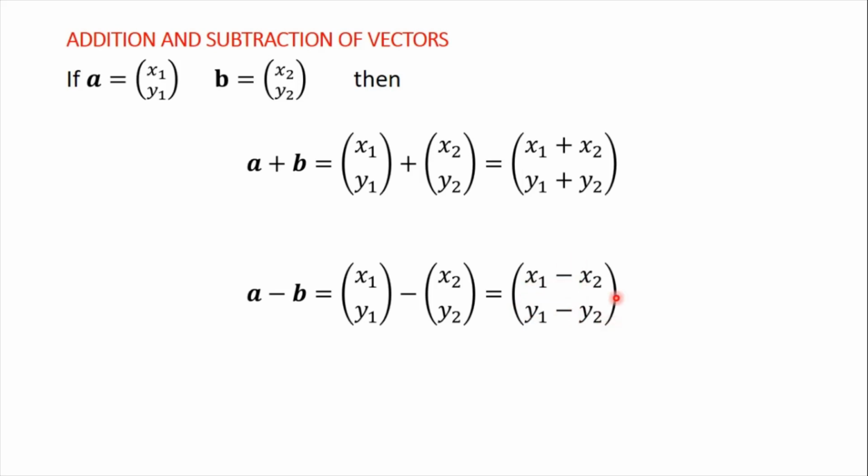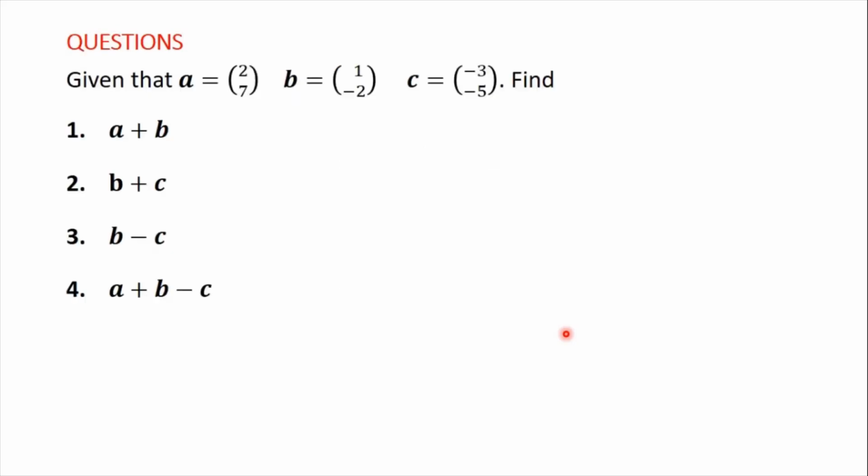So we subtract one x component from the other x component, then we subtract one y component from the other y component. Let's pick some examples and see how to do this. So we have vector A (2, 7), vector B (1, -2), and vector C (-3, -5). And we are supposed to find A plus B, B plus C, B minus C, A plus B minus C.